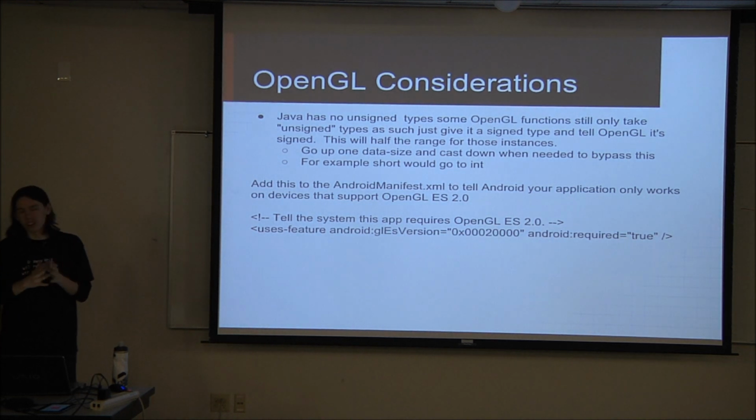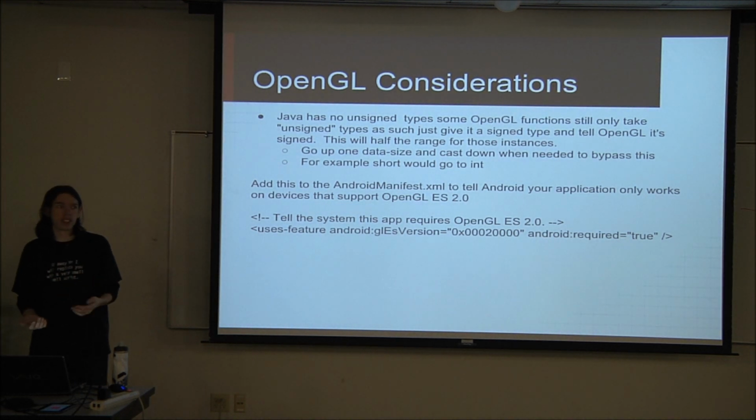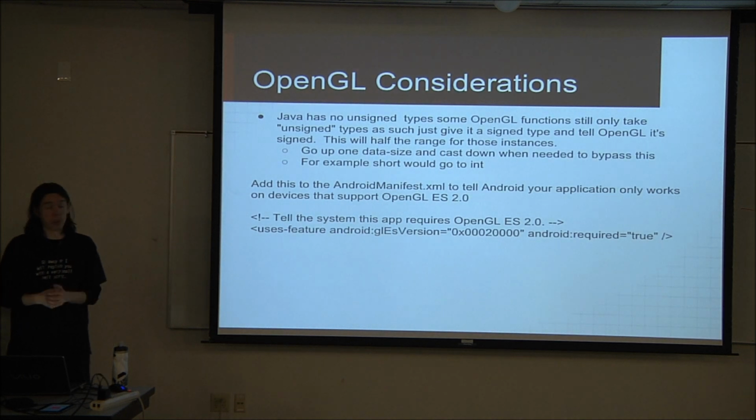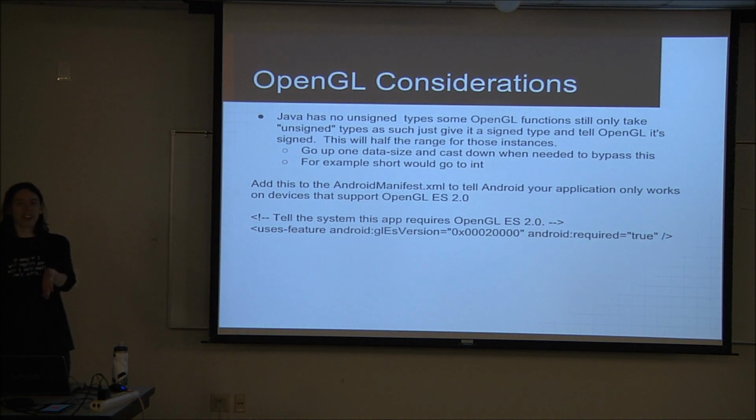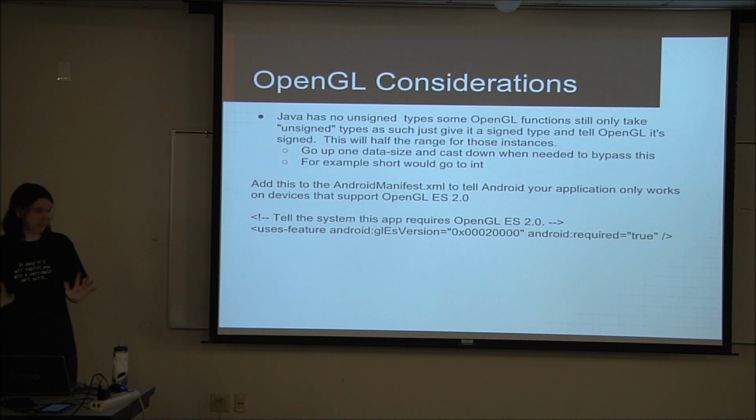So there's a couple of calls where OpenGL wants unsigned values, and that was the way you have to go around it. You're just going to say, hey, you're getting an unsigned short, pass it a signed short that you've converted down from an int, and it'll work fine. It's a bit weird and a bit awkward, but that's what you have to do to get past the limitations of Java.